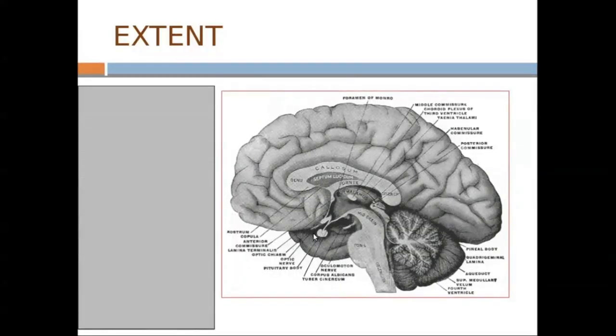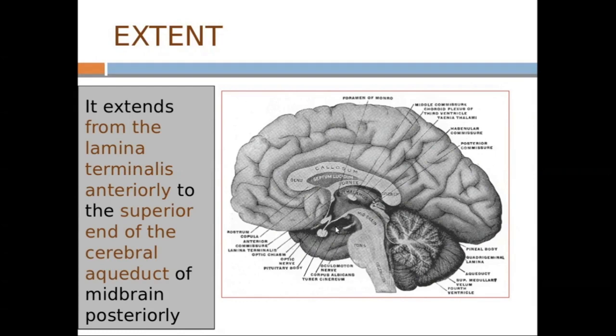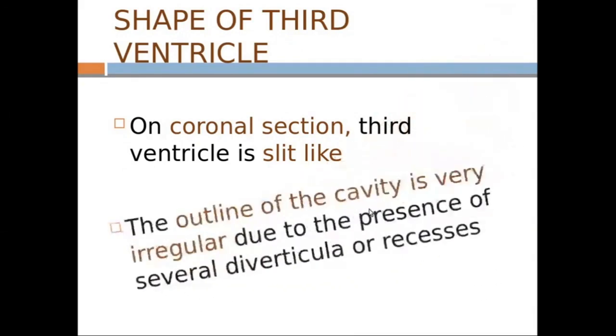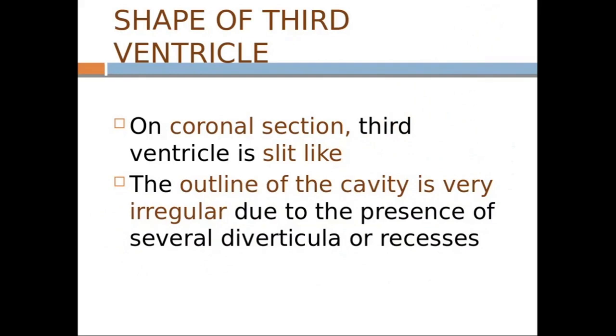Extent of third ventricle: it extends from the lamina terminalis anteriorly, so this is the lamina terminalis, to the superior end of the cerebral aqueduct of midbrain posteriorly. So this is the cerebral aqueduct. On coronal section, the third ventricle is slit-like and the outline of the cavity is very irregular due to the presence of several recesses or diverticula.